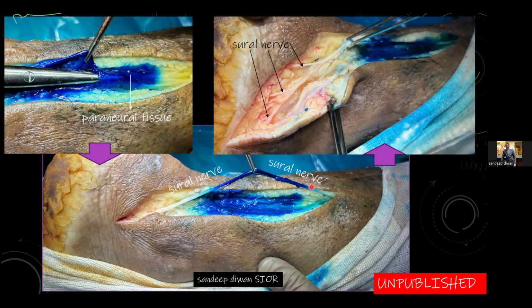So the sural nerve can be easily visualized just in the subcutaneous tissue on the tendo Achilles tendon, and then it goes more laterally here. So this is the sural nerve.